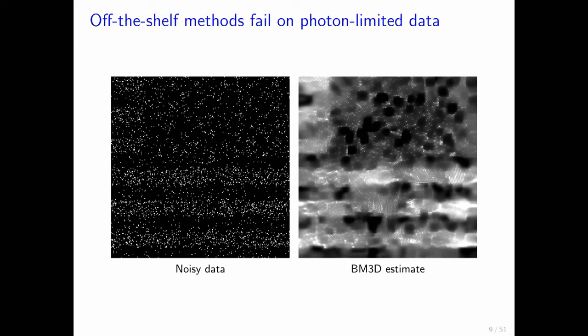If I take this photon-limited image and try to denoise it with what's currently the state of the art for image denoising, BM3D, just plug it in blindly, then I get an estimate. Arguably, it's better than the raw data, but it's got quite a few artifacts. And what we're going to see is that we can do significantly better than this if we really take the photon limitations into account from the outset.